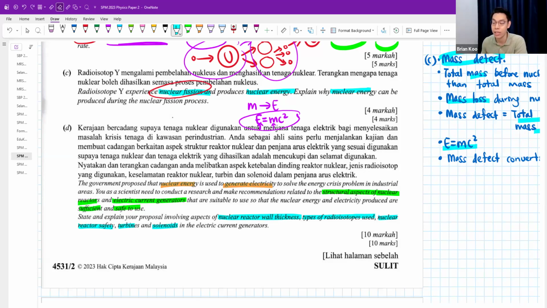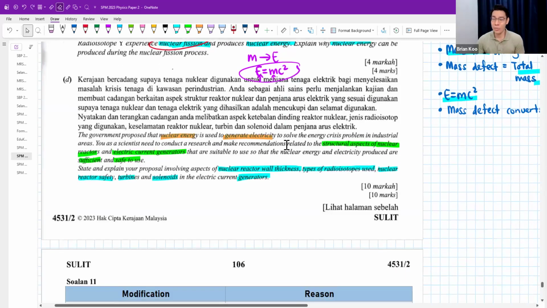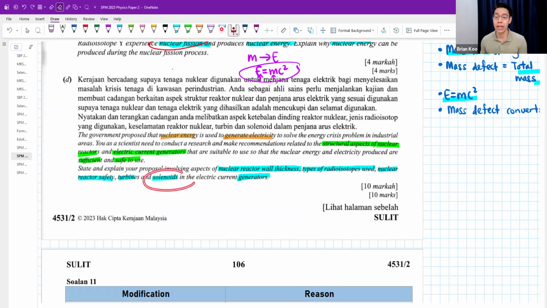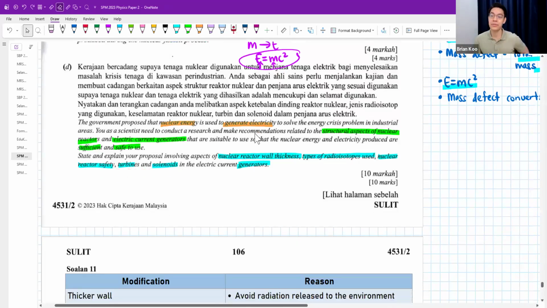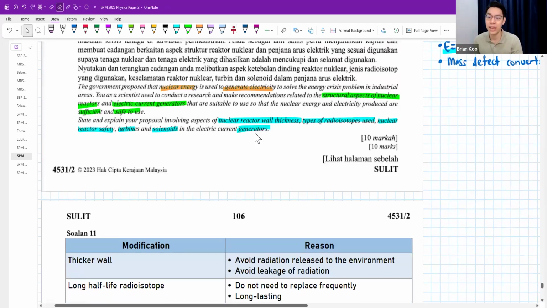in the electric current generator. Okay, so a lot of people were very scared because why suddenly does nuclear physics have solenoids and turbines? Right? They're just trying to make you panic. Okay, because the answers for a nuclear reactor are really very standard.